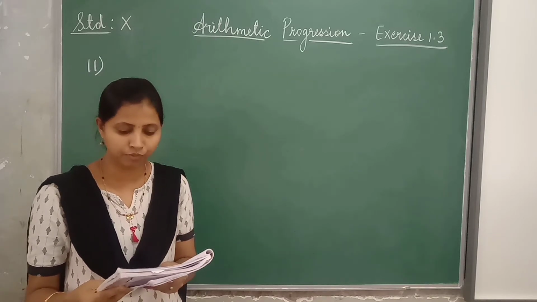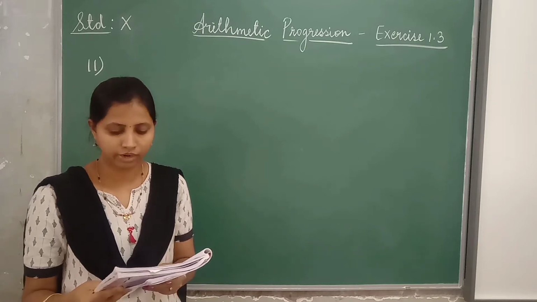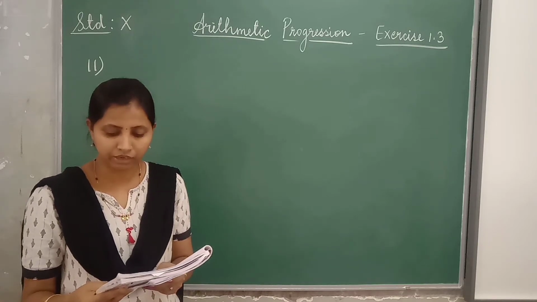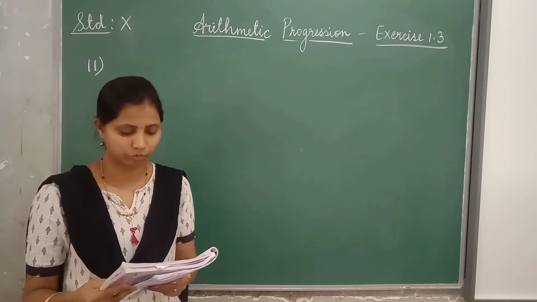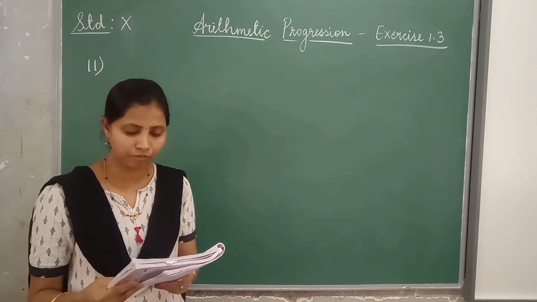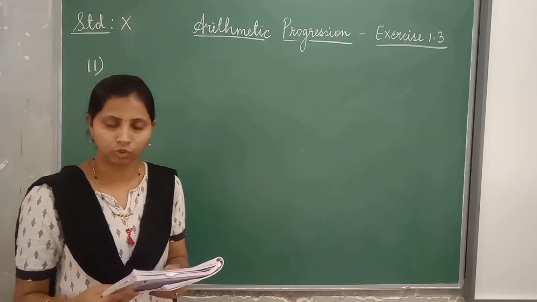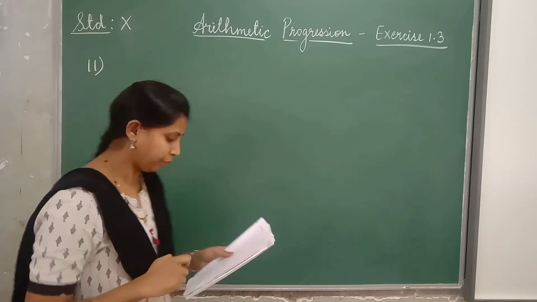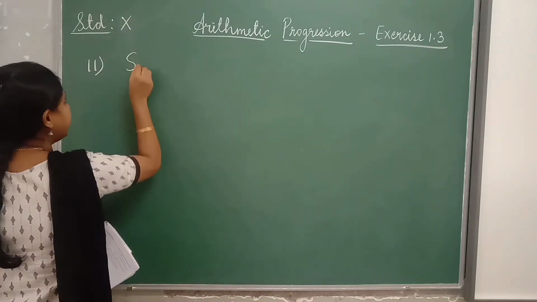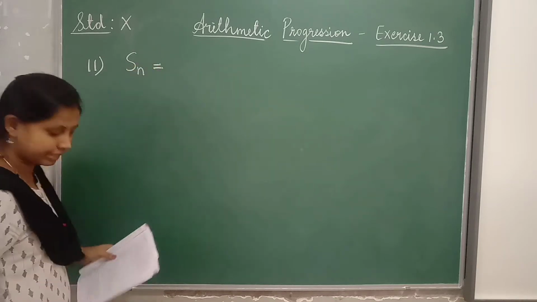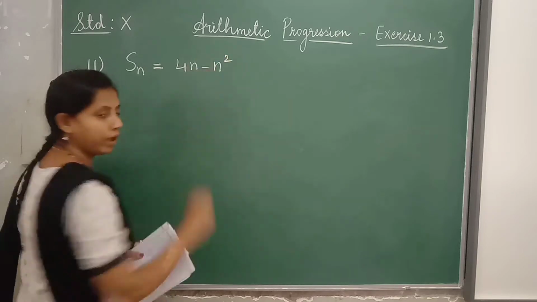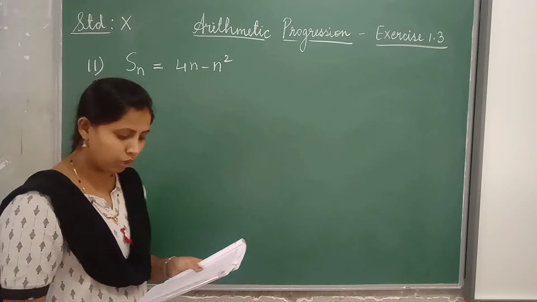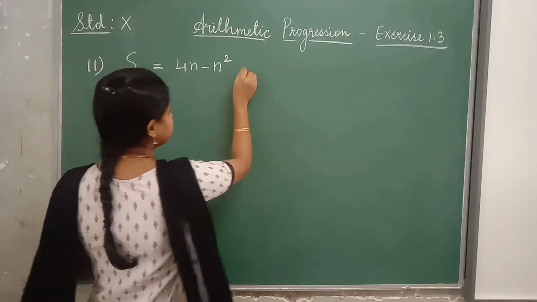What is the sum of first two terms? What is the second term? Similarly, find the third, the 10th and the nth terms. Okay. So they have given the sum of first n terms of an AP. That is Sn is given. Sum of first n terms of an AP is given as 4n minus n square. You have to find the first term, that is A.